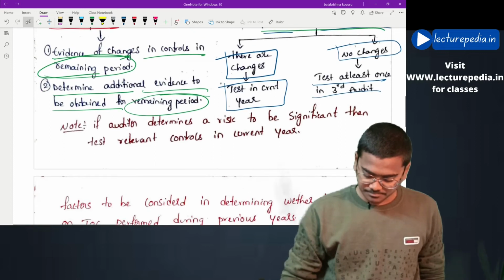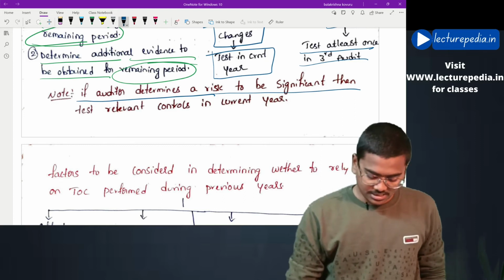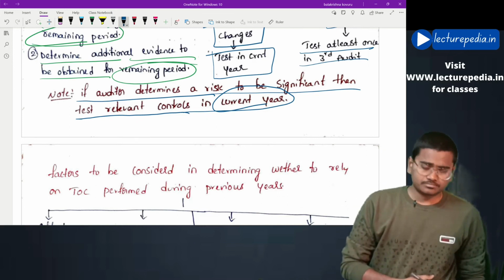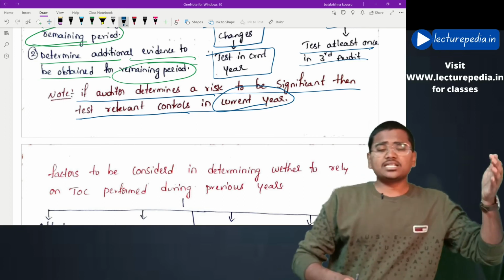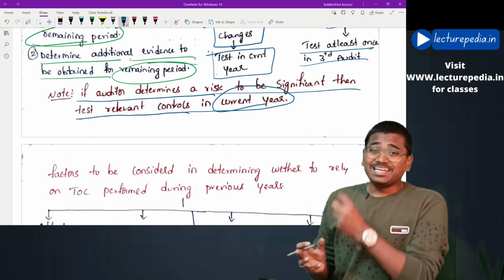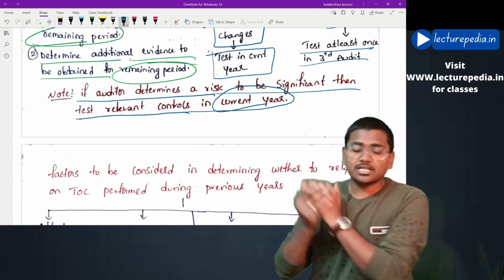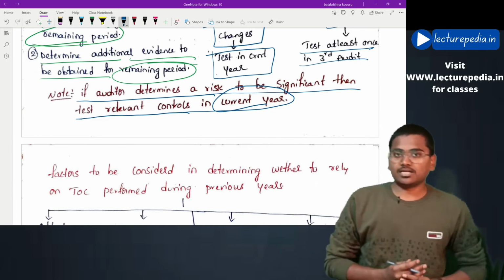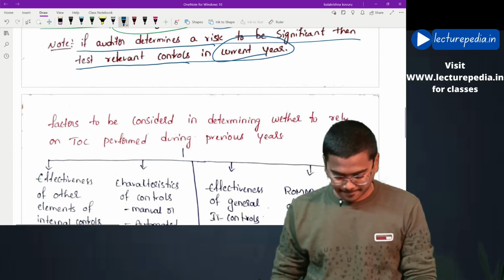Next, if the auditor determines a risk to be significant, then test relevant controls in the current year. See, even though the controls are operating in the same way as they were operating in the previous year, the auditor determines that there is a high risk in that particular area. In case the auditor determines that there is high risk in a particular area, then he has to mandatorily check the controls relating to that area, because that area is prone to high risk. Hope this is clear.